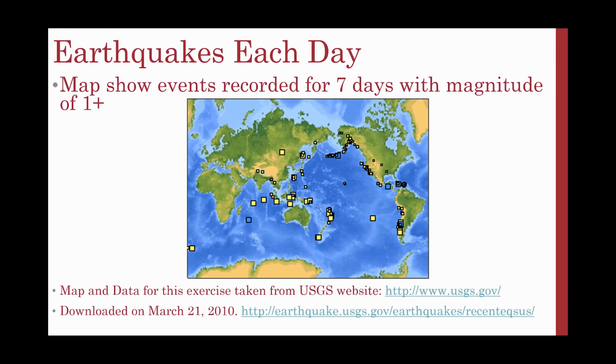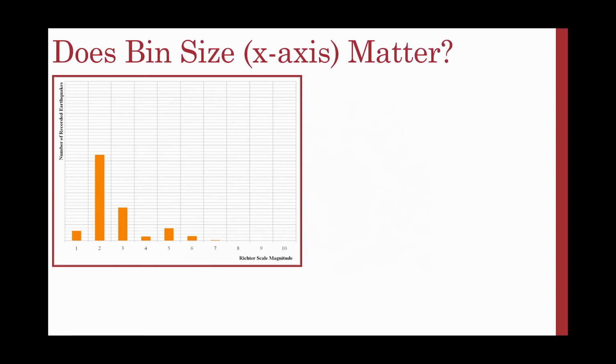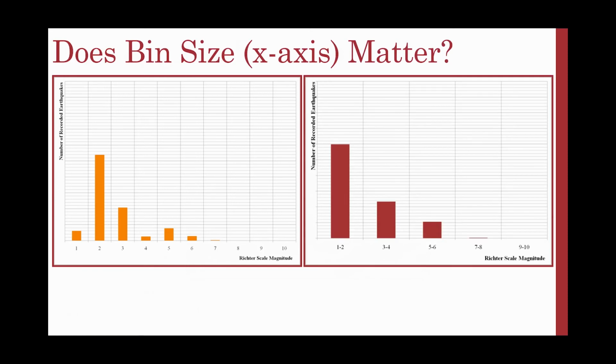So this map shows the recorded earthquakes in a 7-day period. What do we want to do? Well, what are we going to do with bin size? Bin size is your x-axis. It's basically how many categories am I lumping things into. Based on my bin size, my data can look completely different. These two graphs are showing the exact same thing, but with a bin size of 1 Richter scale unit per bin or 2, you get different types of data.